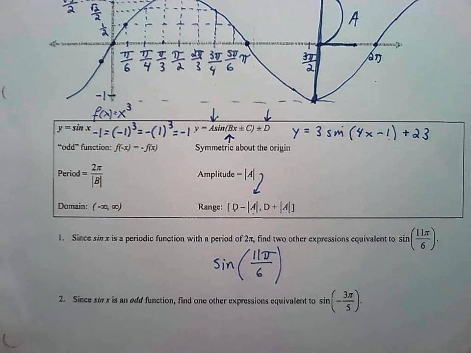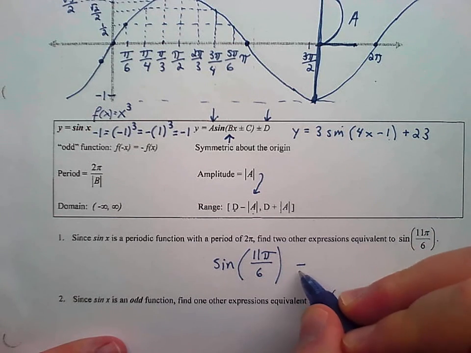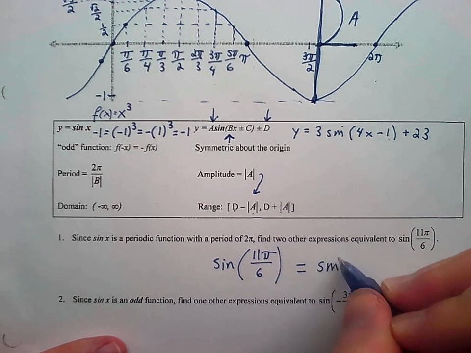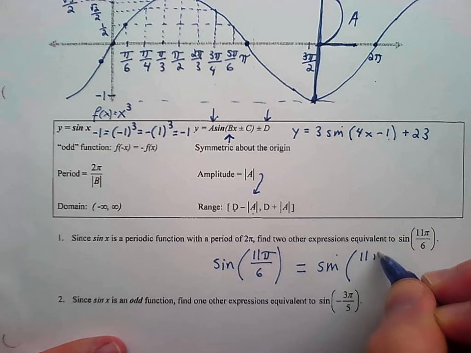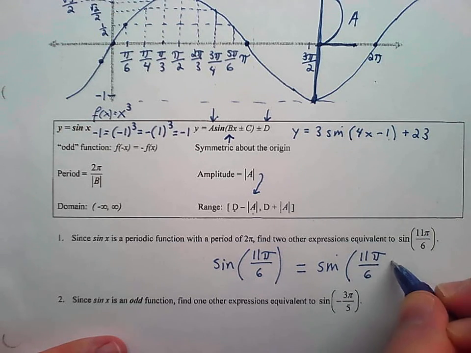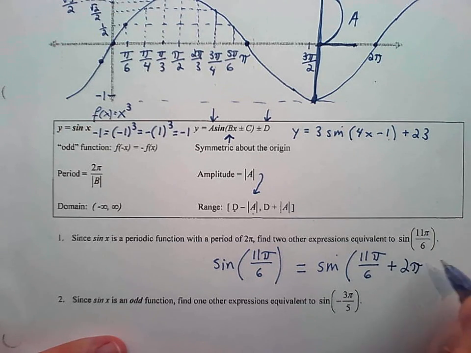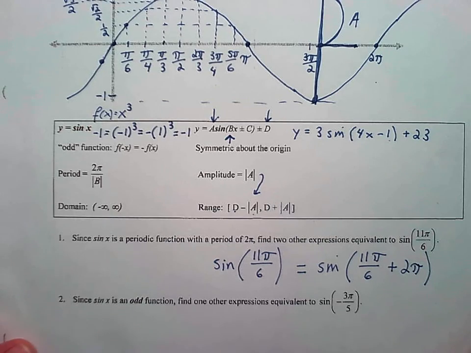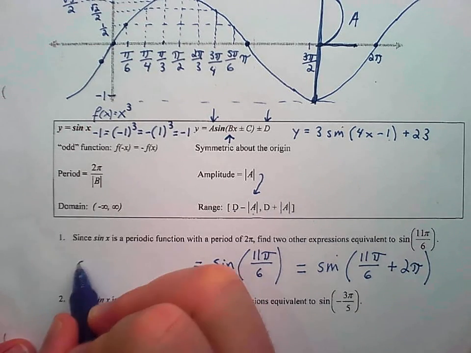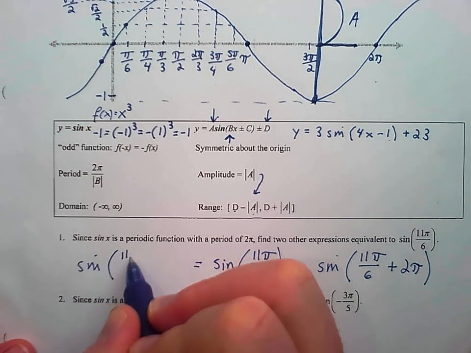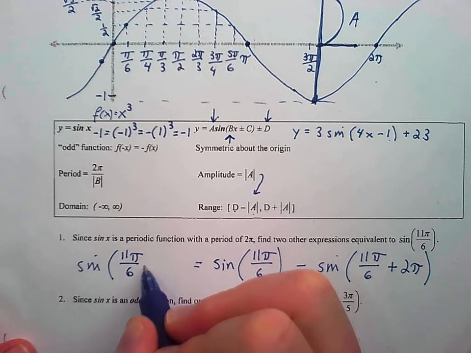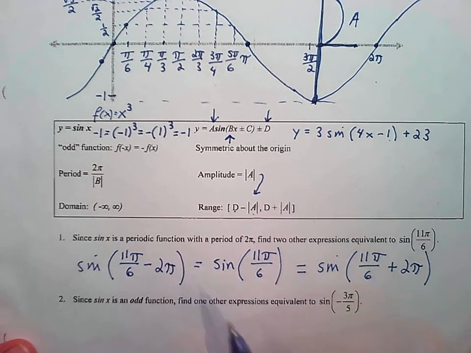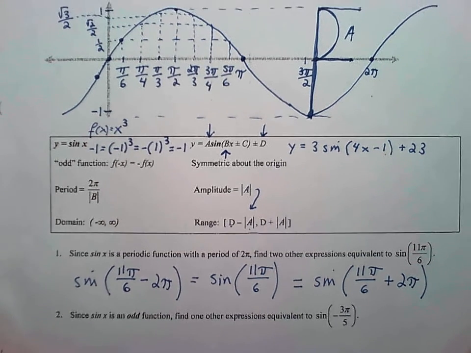if it has a period of 2 pi, then we know that this is going to be the same thing as taking the sine of 11 pi over 6 plus 2 pi. And also, if we take the sine of 11 pi over 6 and subtract 2 pi from it, these statements will be equivalent. So let's see why that is true here from a graph.